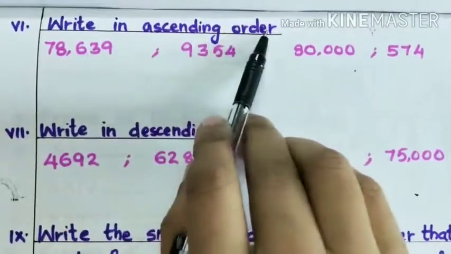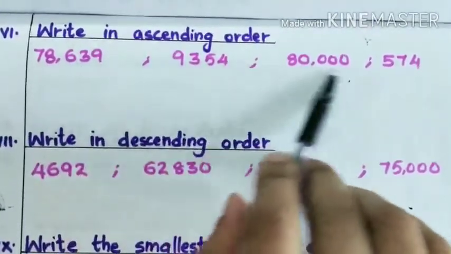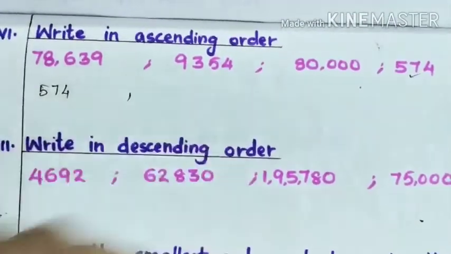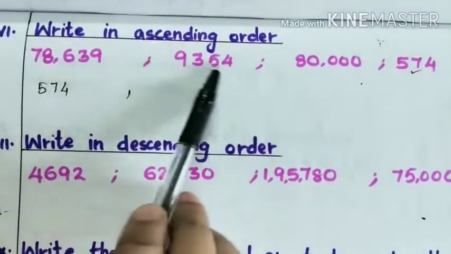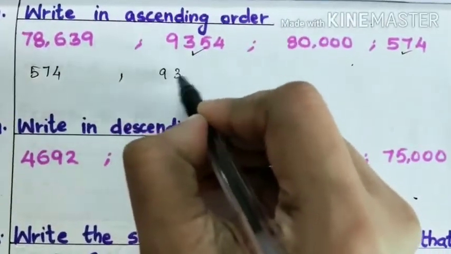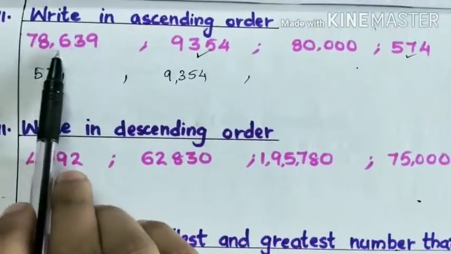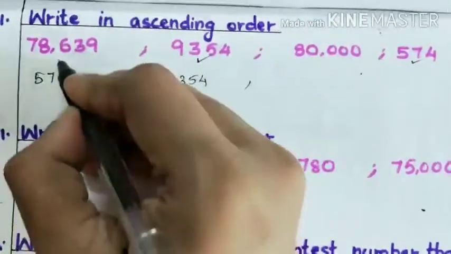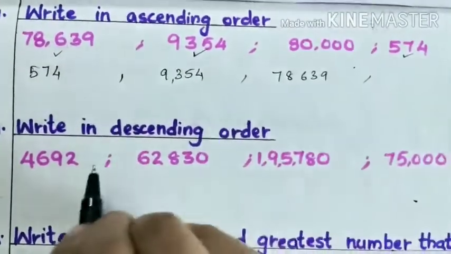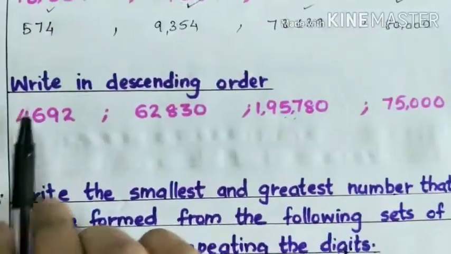Write in ascending order. Ascending order means from smallest to biggest. Okay, smallest number 574. Then after that 3 more numbers, 9,354. Then 2 more numbers, 78,639 and 80,000. So 78,639 and biggest, 80,000.